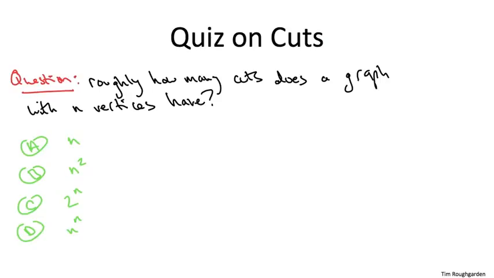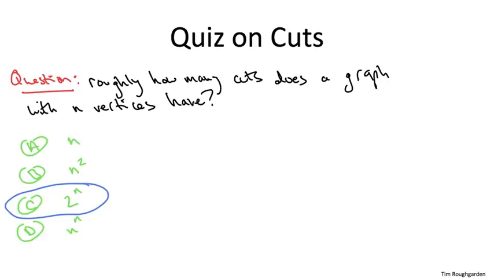All right, so the correct answer is the third one, 2 to the n. A graph of n vertices has essentially 2 to the n cuts. So there's an exponential number of cuts. There's a lot of them. So why is this true? Well, in effect, you can imagine making a binary decision for each of the n vertices. They either go into A or they go into B. So n binary decisions results in 2 to the n different outcomes.